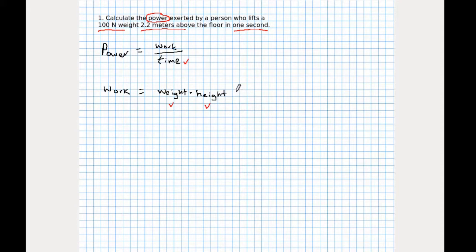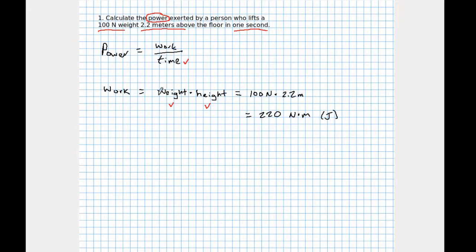All right, so the work is 100 newtons times 2.2 meters, which is 220 Newton meters. Now, Newton meter, there's a shorthand name for that particular combination of units. That is also called a joule, which is abbreviated with a capital J. So that's 220 joules of work, or 220 joules of energy that are used in lifting the object up.